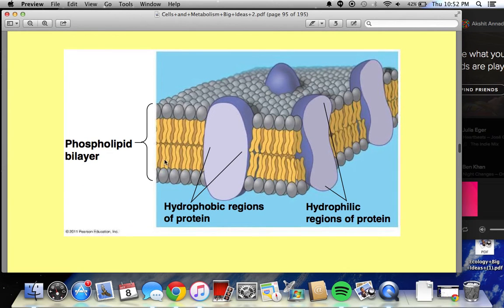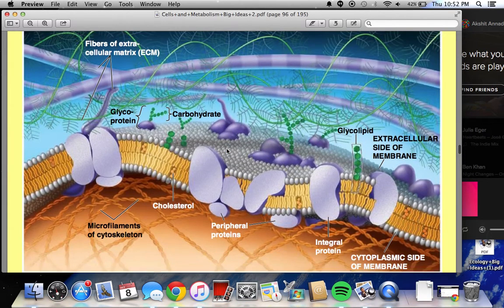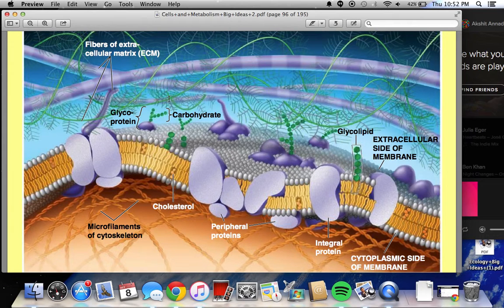And then phospholipid bilayers have a bunch of stuff embedded in them, like proteins and other stuff that we'll go over in a couple seconds. And I'm just going to go over each thing and its function really quick. So, as we see, I already explained the phospholipid bilayer. It's a main thing in the cell membrane.